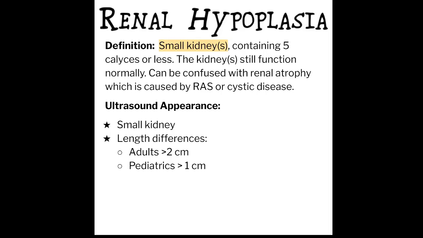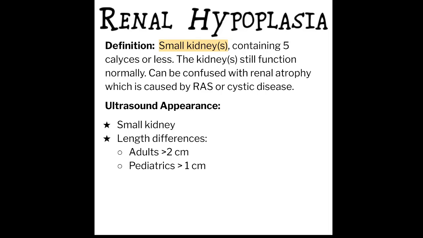The kidney still functions completely as we would expect. But we want to make sure that we're not confusing a small normal kidney with renal hypoplasia to a kidney that has been affected by disease, like with renal artery stenosis or cystic diseases. So renal atrophy is not the same as renal hypoplasia. Renal hypoplasia just means the kidney was built a little bit smaller, with fewer calyces, and functions completely normal.